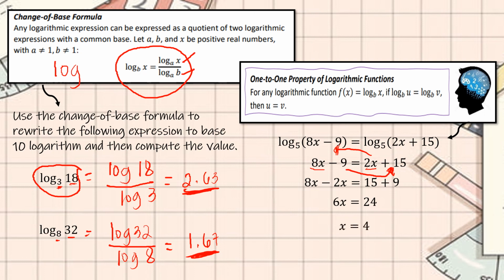Then, divide natin both sides by 6 kasi 6 yung katabi ng x, para ma-cancel yung ating 6 sa katabi ng x. So, 24 divided by 6 is 4. So, the final answer is positive 4. Magagamit natin yan kapag nag-solve na tayo ng logarithmic equation.